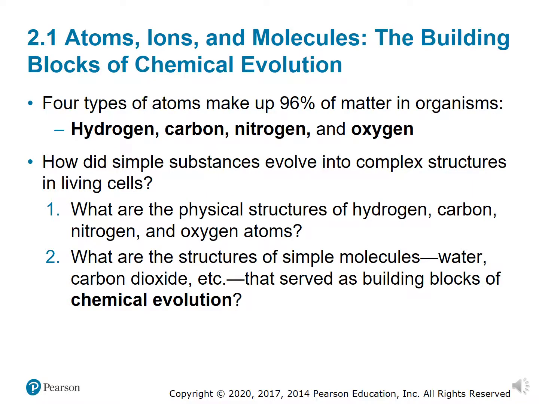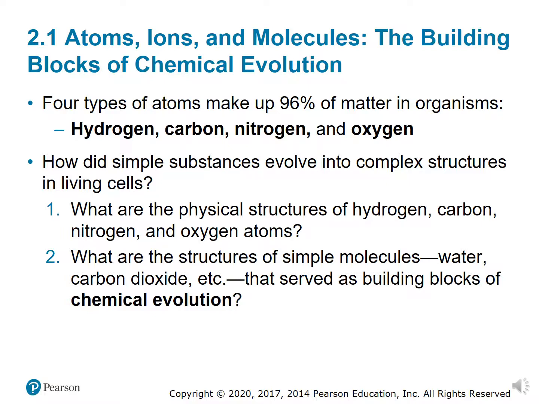In this chapter, we'll be talking about atoms, ions, and molecules, and how these are the building blocks of chemical evolution. So the 4 important atoms that you need to know, and it'll be on your next test, are hydrogen, carbon, nitrogen, and oxygen, because they make up 96% of matter in organisms.